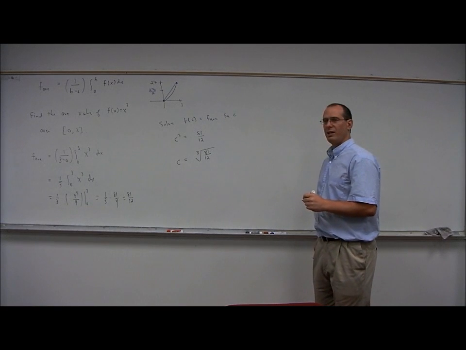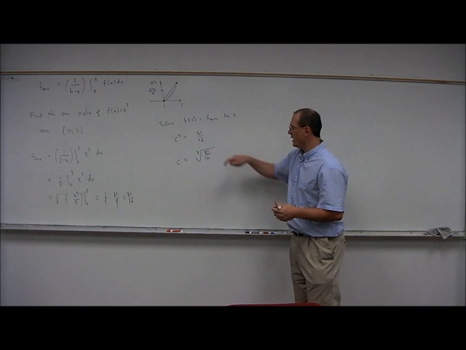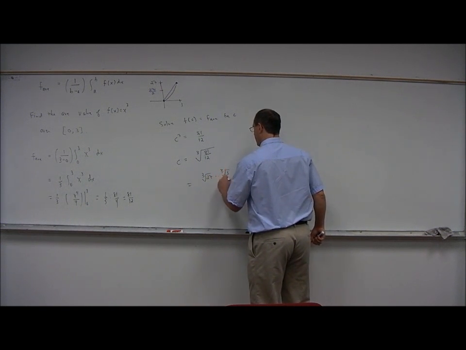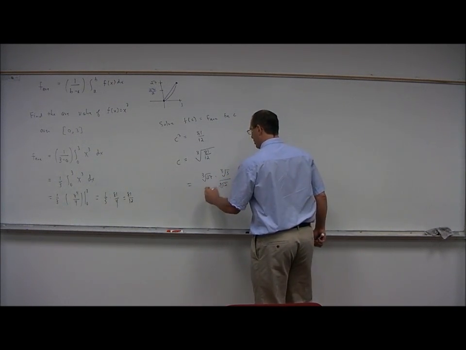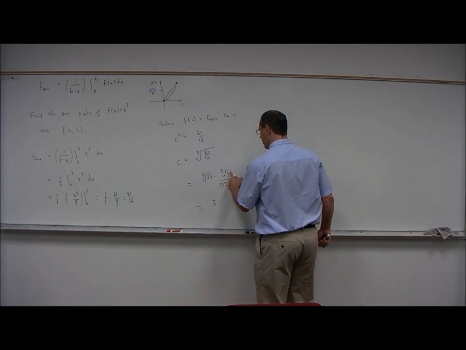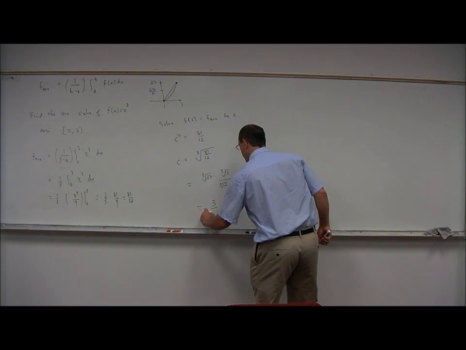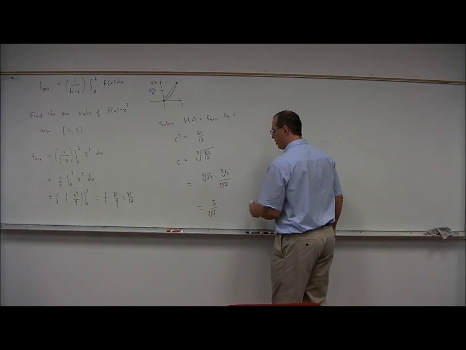That could be simplified a little bit, since 27 is a perfect cube that divides into 81. This is the cube root of 27 times the cube root of 3 over the cube root of 12. The cube root of 12 we're not going to be able to do anything with. So this is 3 times the cube root of 3 over the cube root of 12, which is the cube root of 1/4. So this is basically 3 over the cube root of 4.